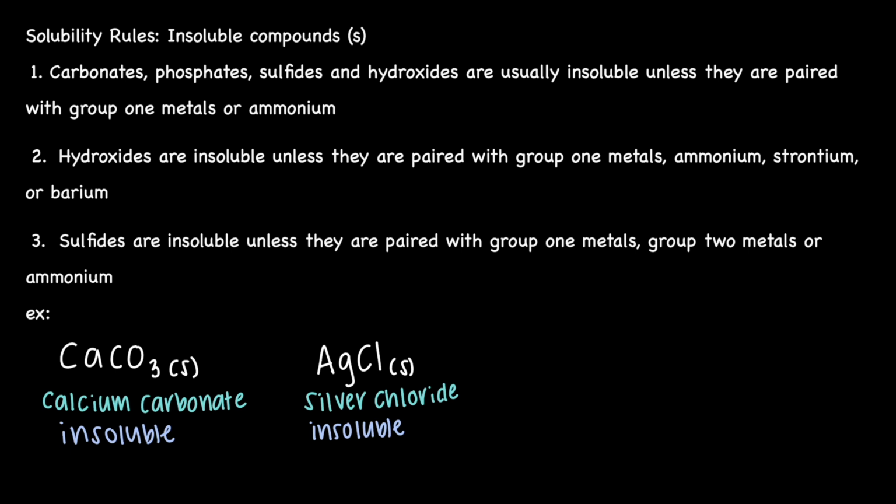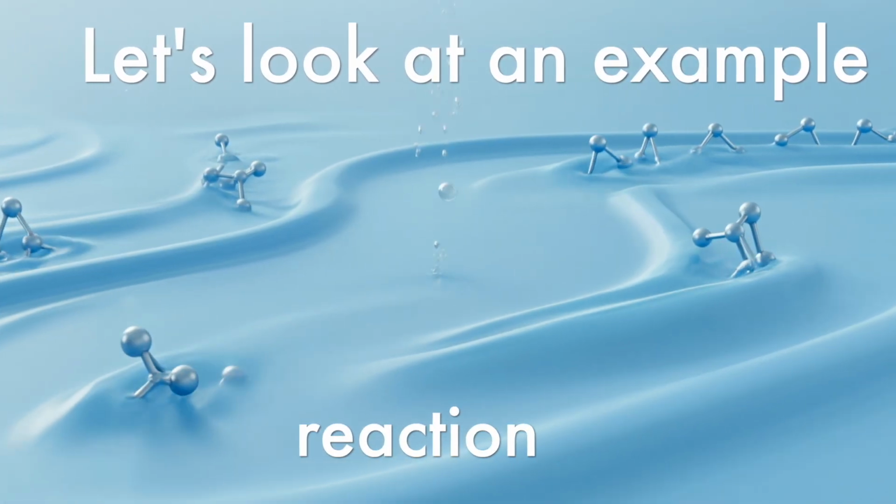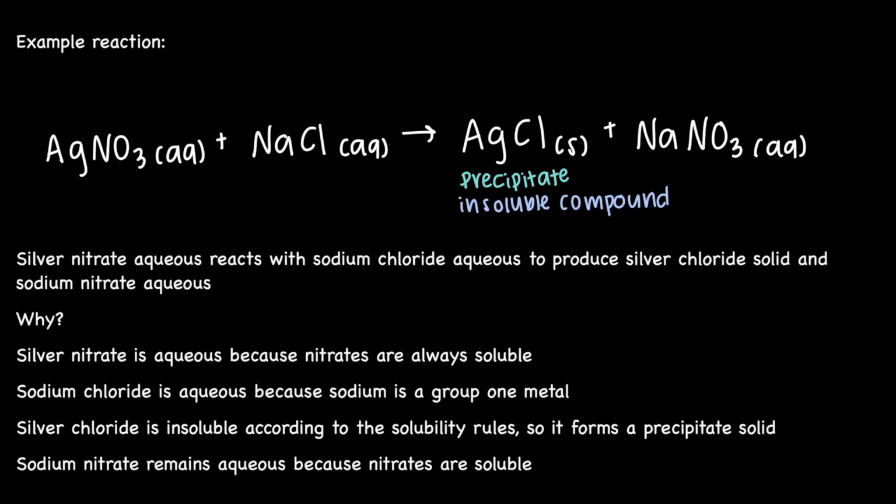For example, calcium carbonate is insoluble, so we write CaCO3 solid. Silver chloride is another famous insoluble compound, so it is written as AgCl solid. Let's look at an example reaction. Silver nitrate aqueous reacts with sodium chloride aqueous to produce silver chloride solid and sodium nitrate aqueous.